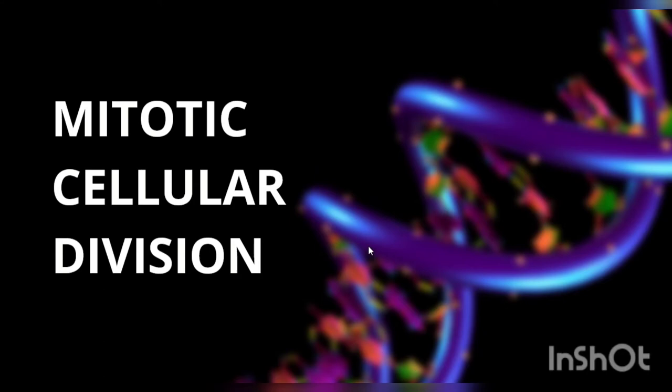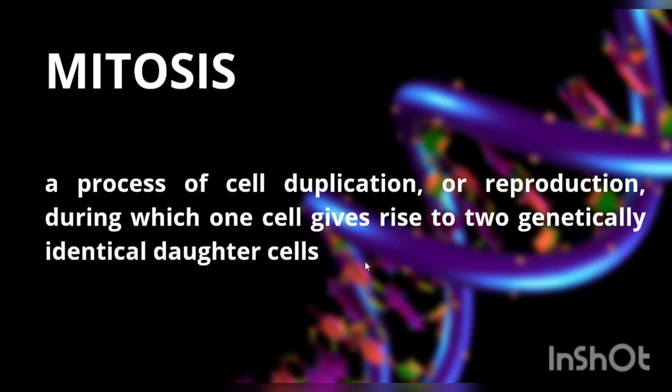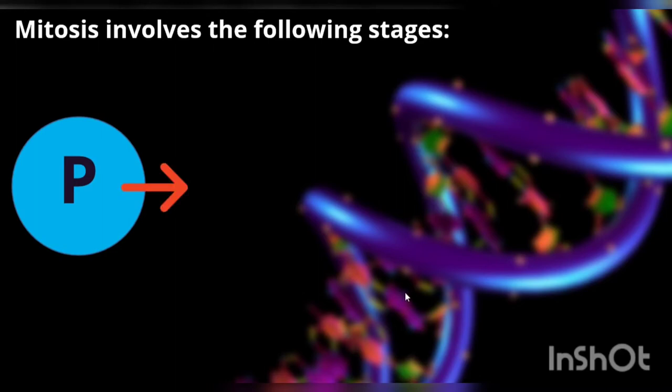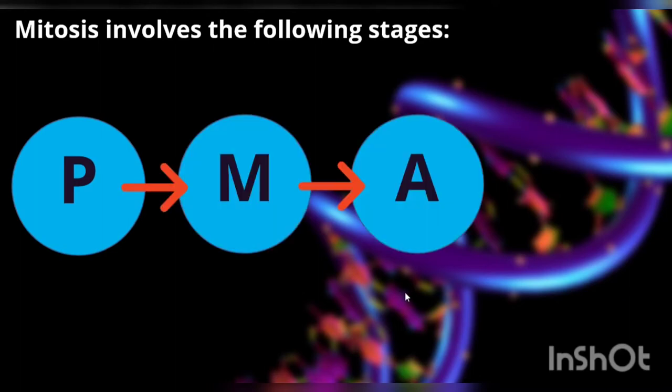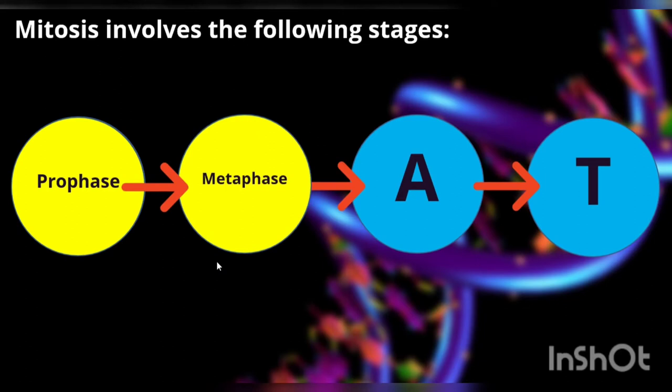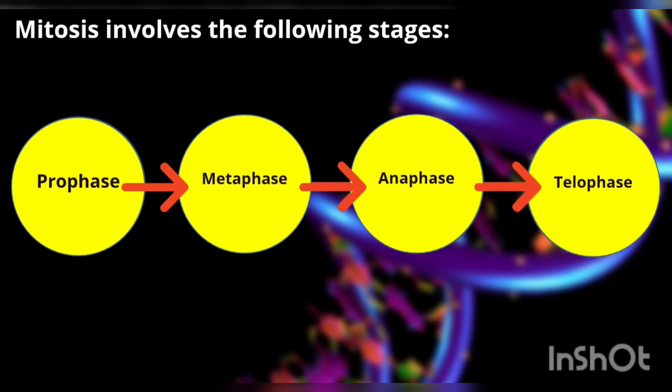Mitotic cellular division, or mitosis, is a process of cell duplication or reproduction during which one cell gives rise to two genetically identical daughter cells. Mitosis involves the following stages. We can use the letters P, M, A, and T to memorize the correct sequence of mitosis, wherein P stands for prophase, M stands for metaphase, A stands for anaphase, and T stands for telophase.